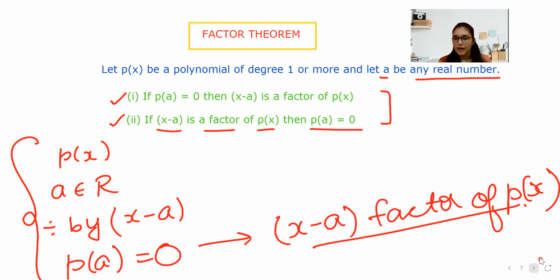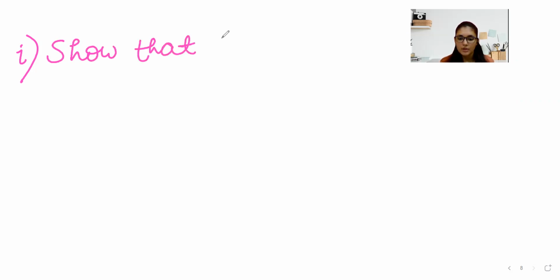Now let's practice a few examples based on this, then it will be more clear to you. So let's take one example. You have to show that 2x minus 3 is a factor.